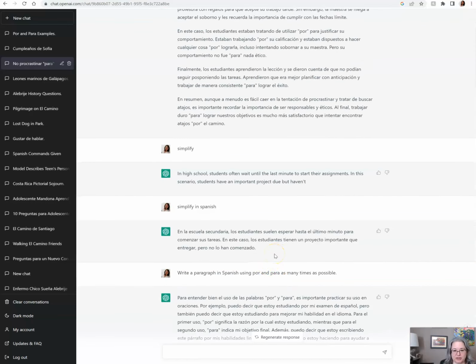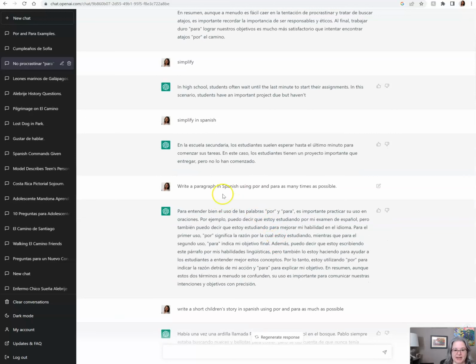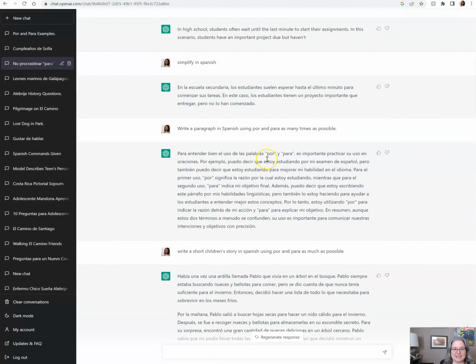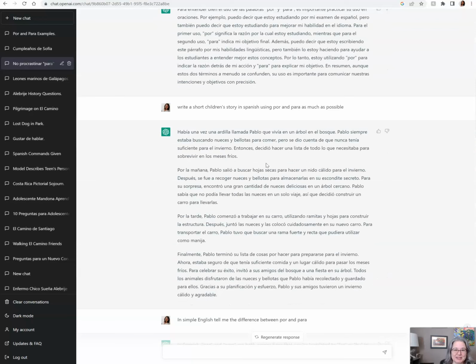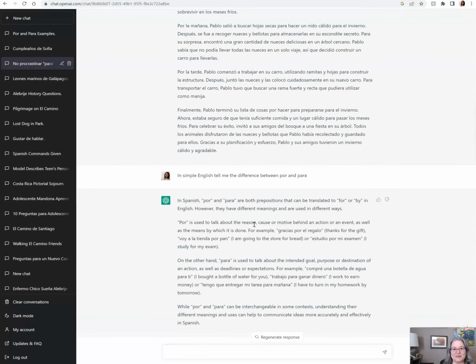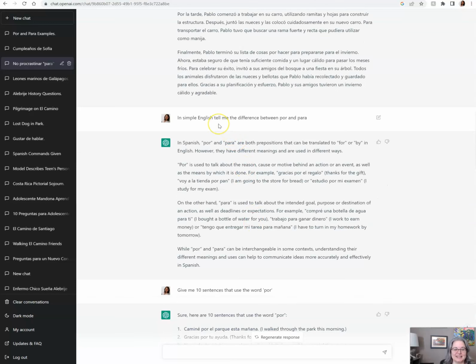Then I clicked stop generating, and I said, write a paragraph using por and para as many times as possible. And it really just gave me a description of what they are, which is okay. I can use that in my lesson plan for my students. What I really wanted was a story. So write a children's story using por and para. And it did. The Hungry Squirrel, una ardilla hambrienta, see? And then just continuing to play with it, in simple English, tell me what the difference is.